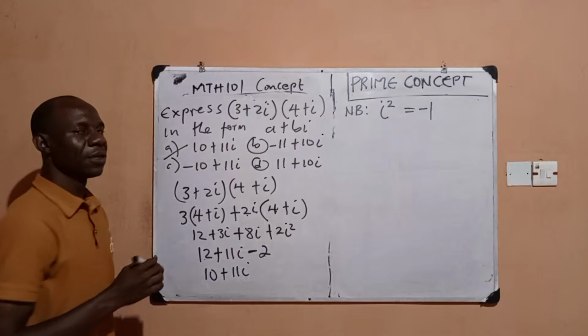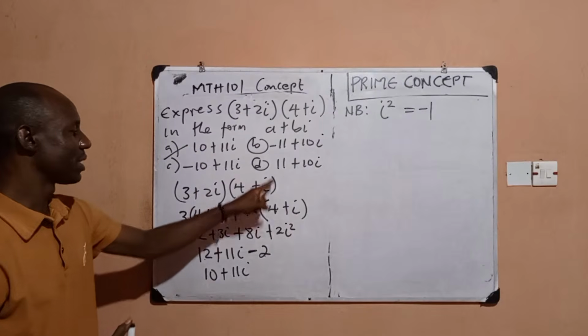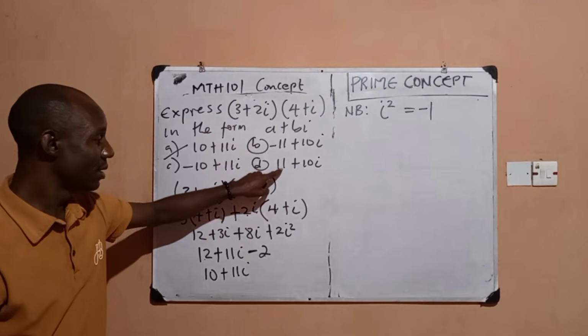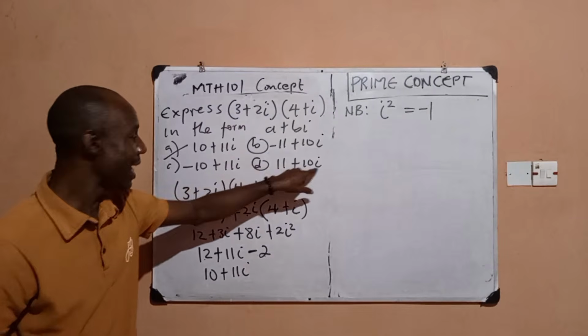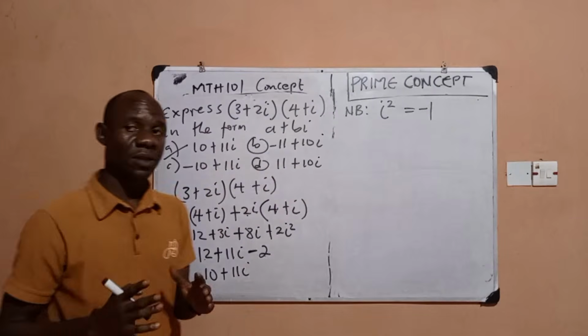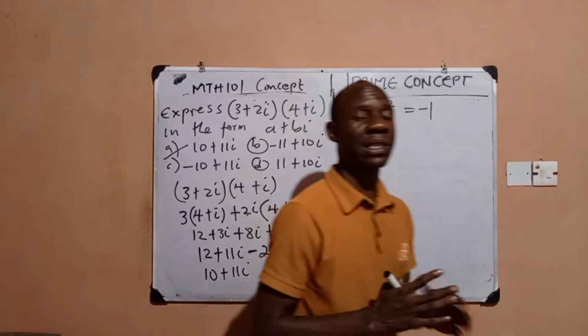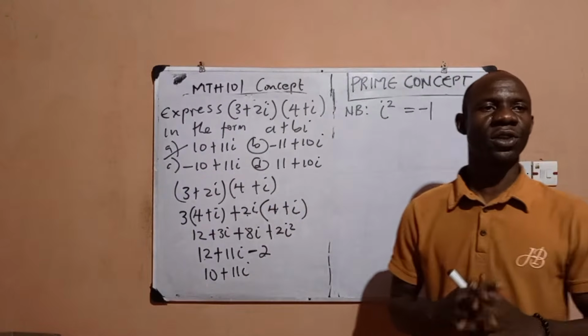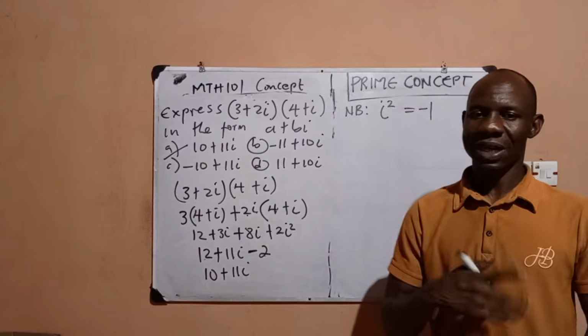Option A. If you are too fast, some of you might make a mistake and tick D. See it, D is different. D is 11 plus 10i. They are not the same. So one of the things you should take note of in exam is when you solve, carefully look for the correct option. Don't rush and tick any option.